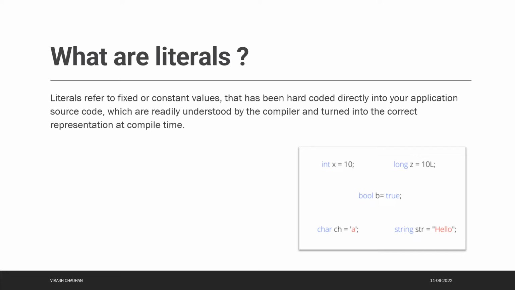And in the next variable, boolean true is a literal value which is assigned to a boolean type variable b, and next, a is the literal value which is assigned to the char type variable, and in the next, hello is the string type literal which is assigned to a string type variable str.